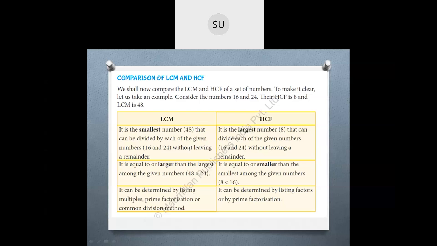So HCF will be either 16 or less than 16. So our HCF here is 8, so it is smaller than 16.